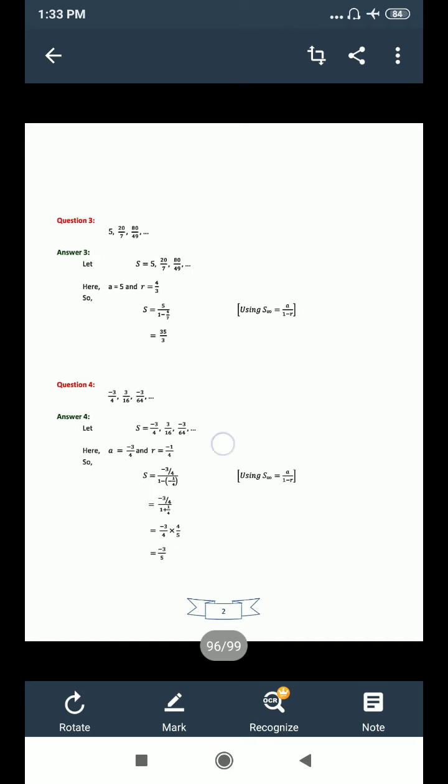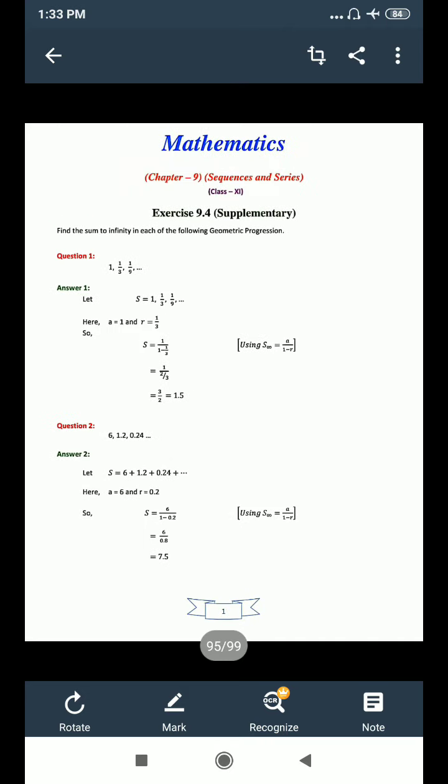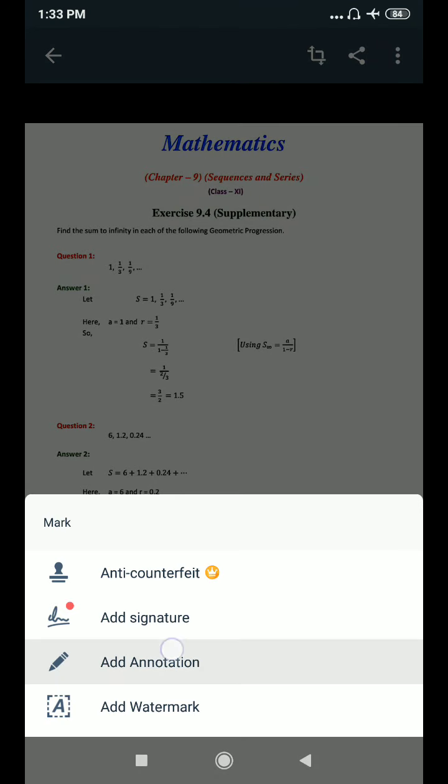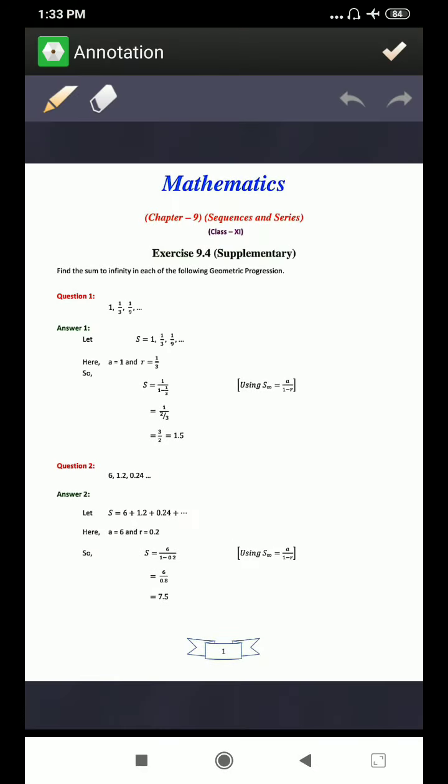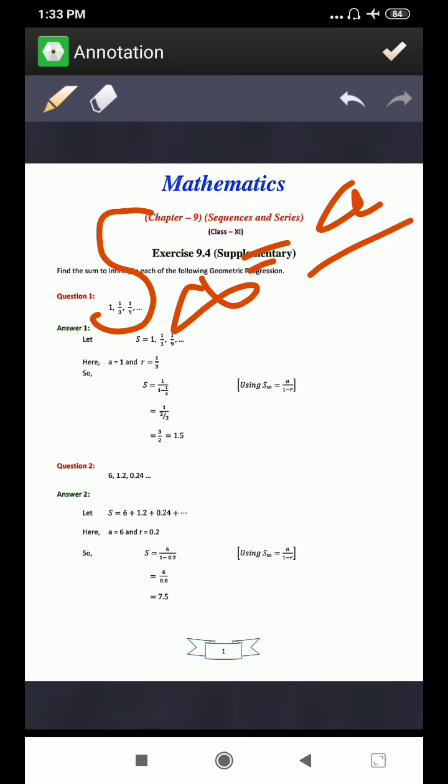To solve all these questions, there is only one formula, and that formula is sufficient to calculate all these questions. The formula is the sum of infinite terms of GP, S infinity, which is equal to A upon 1 minus R.